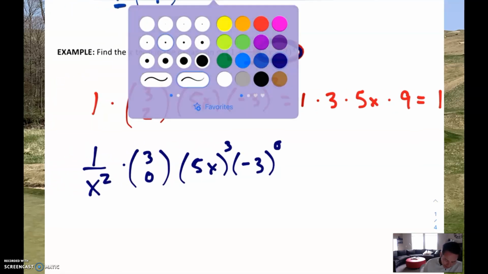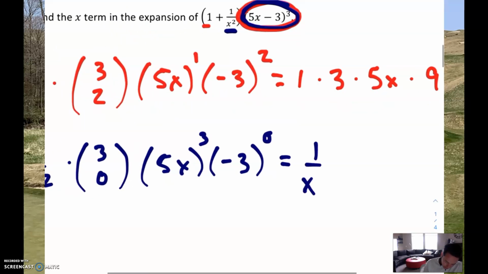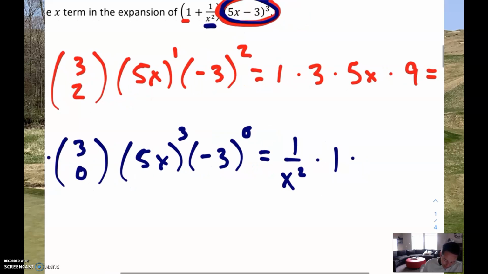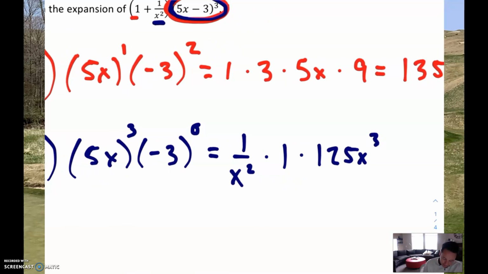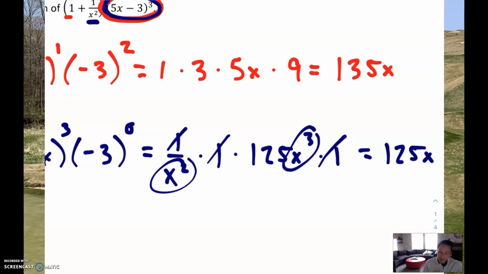And if we take the next combination, we have 1 over x squared times 3 choose 0, which is just 1. Then we have 5x being cubed, so that's going to be 125x cubed. And negative 3 to the 0 is 1. So you'll notice a lot of 1's being multiplied here. 1 times 1 times 1. That makes it easy. And if you add this together, it becomes 125x, because the x cubed and x squared, a couple of them cancel out, and you're just left with an x on top.